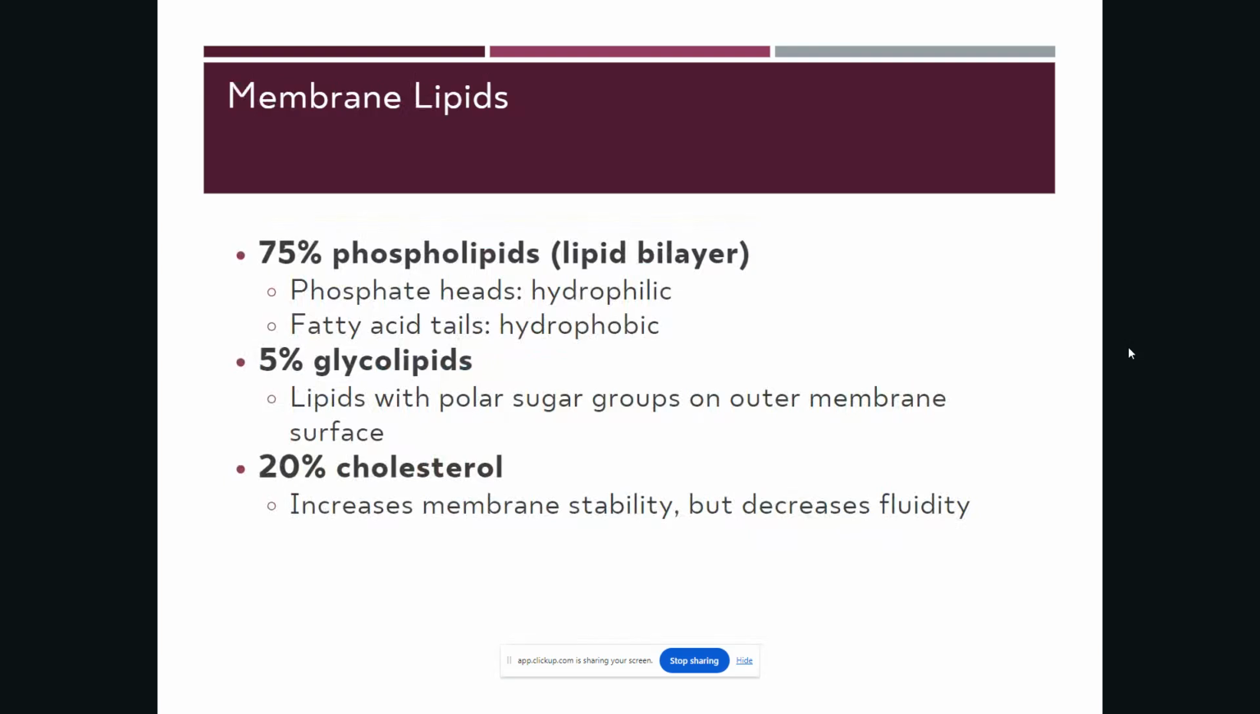So now that we've looked at the membrane lipids, we can see that about 75% of that lipid bilayer is phospholipids. 5% is glycolipids, and 20% is cholesterol. And remember, cholesterol can help increase or decrease membrane fluidity. When it increases membrane stability, it's really decreasing fluidity and kind of making our fluid mosaic model a little more stagnant.